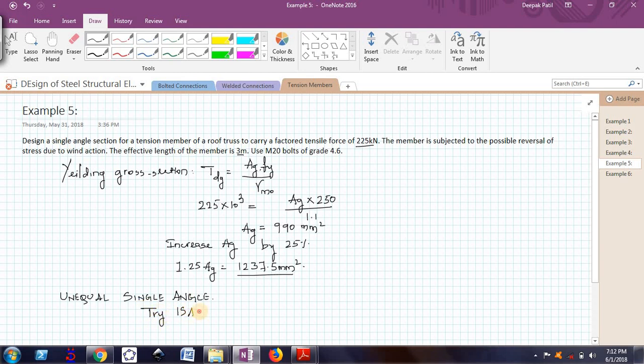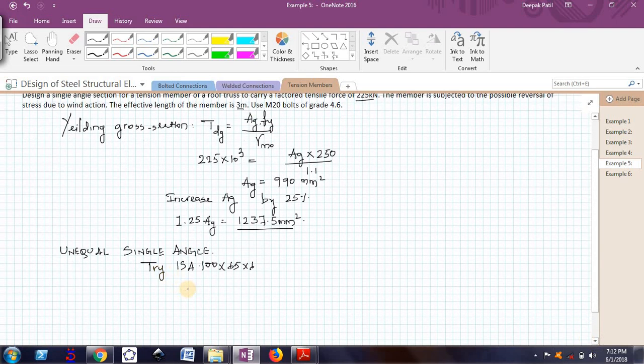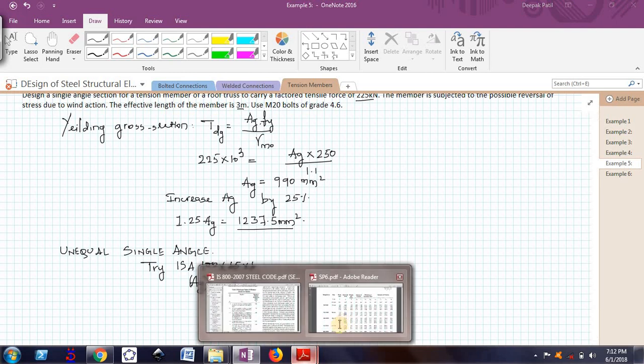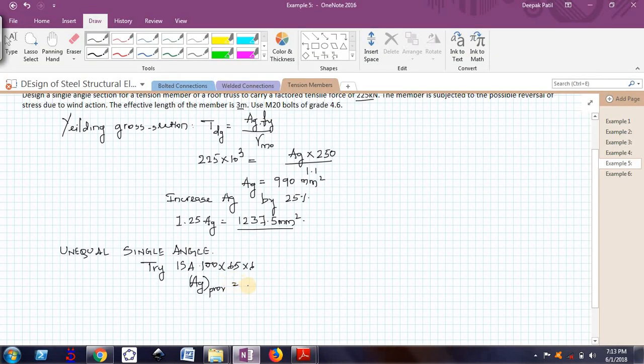Try ISA 100 by 65 by 8. So if I do that, so actual AG provided will be, I will check, 12.57, means it is 1257 millimeter square in terms of millimeter square. 12.57 is in centimeter square, so 1257 is in millimeter square. Right, so now I have arrived at that angle, that is ISA 100 by 65 by 8.